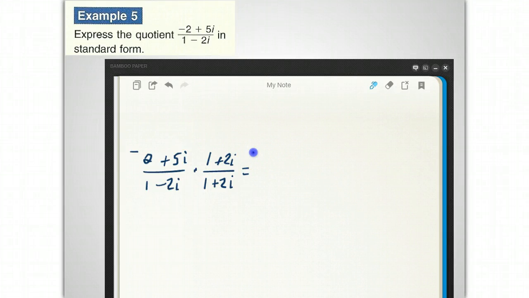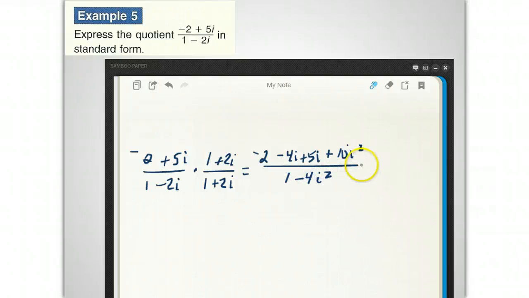So up top we get a trinomial, which is negative 2 times 1 is negative 2. Then our outside terms would be minus 4i. Our inside terms is plus 5i. And our last would give us plus 10i squared. Right? Down below, this is the fun part, we just say it's 1 minus 4i squared. Well, 1 minus 4i squared is 1 plus 4, or 5.